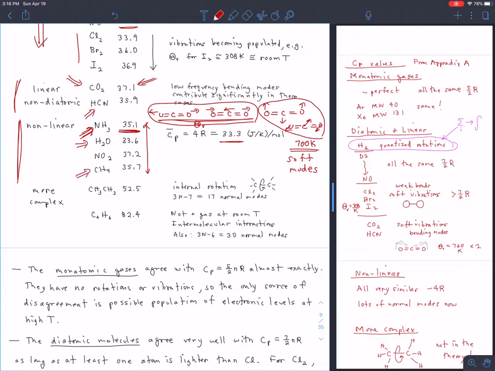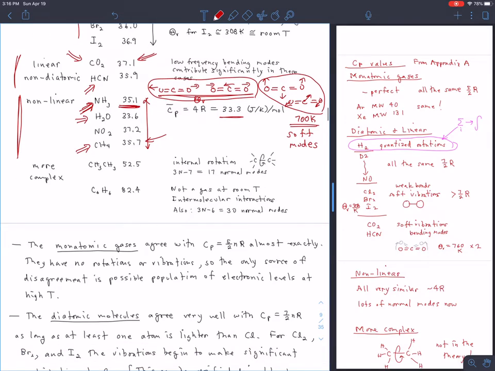Methane here has 5 times 3 minus 6, that's 9 normal modes. And yeah, you can see, they're all rather stiff modes. None of them are soft. And yet still, with 9 normal modes, that's enough to make a serious contribution to the heat capacity. Finally, let's look at some cases where our theory should break down.